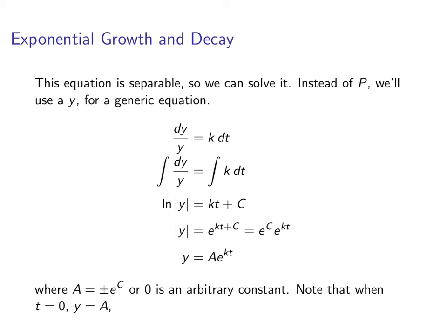So notice that when t is equal to 0, y is equal to A. So A actually has a meaning in this context. It is the initial value of the population.